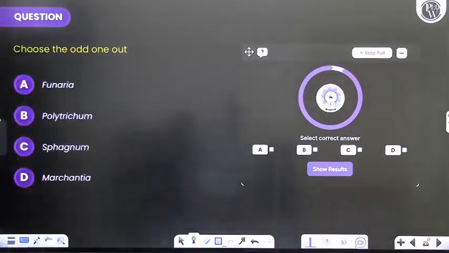Yes, Janani, finish off all the backlog and then start watching the current live sessions. Choose the odd one out. Funaria, Polytrichum, Sphagnum, Marchantia. They are all bryophytes.